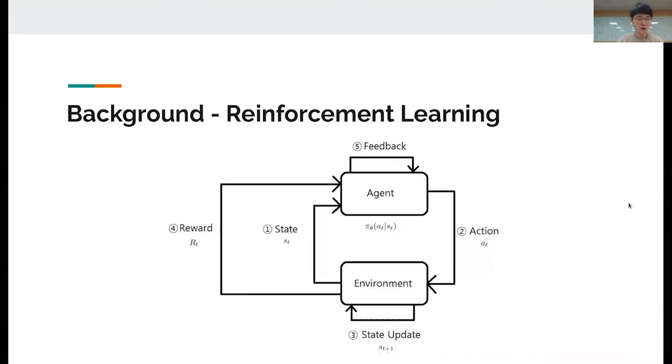Before we dive into our main topic, we should know about reinforcement learning. Here is a diagram of the system of reinforcement learning. We have two components, agent and environment. An environment has a state st. An agent makes an action at according to the probability pi zeta at given st. The action affects the environment and the state is updated to st plus 1.